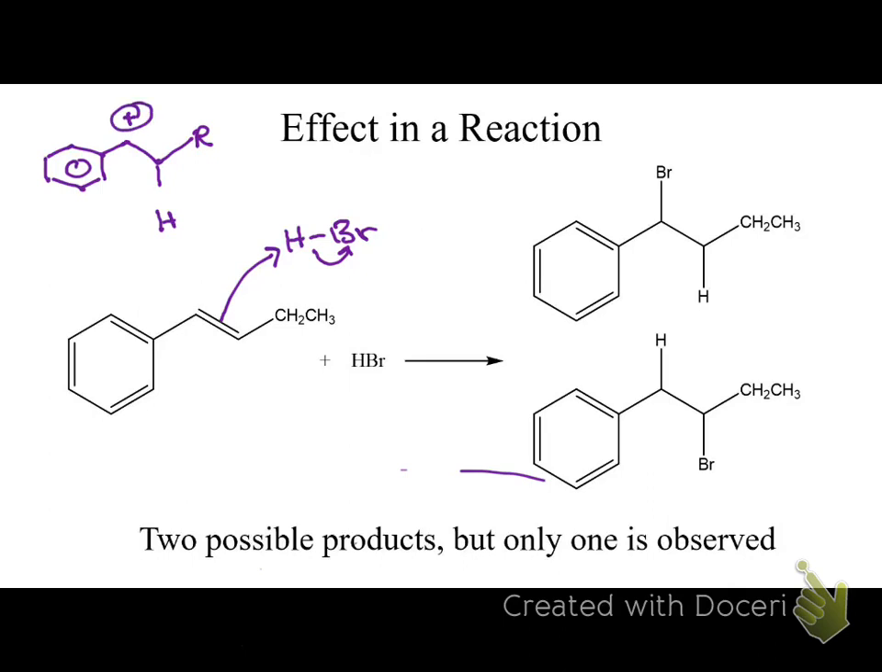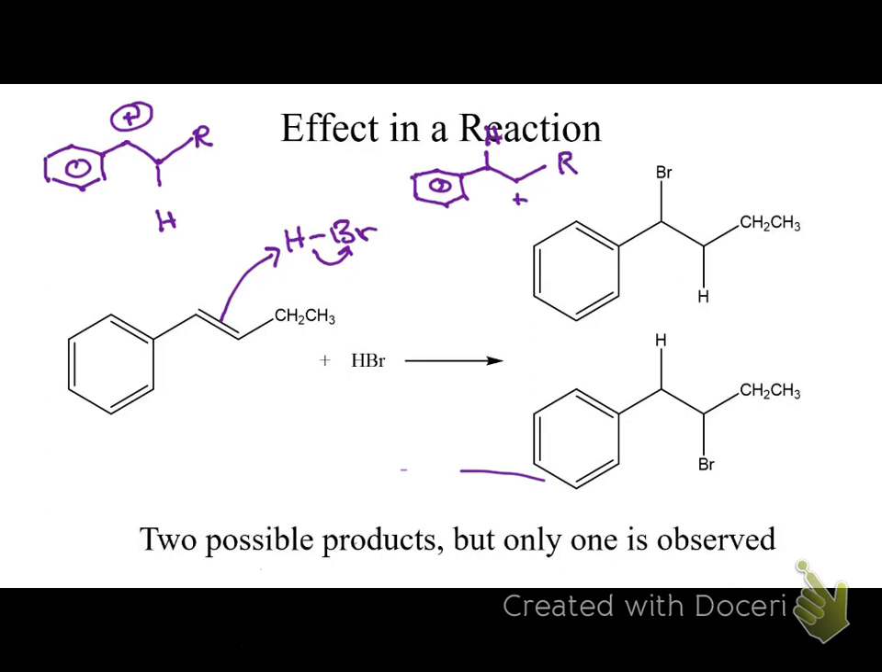Now the hydrogen could add on the other side. So it could go like this. And if that happens, where's the positive charge? On the bottom one, yeah? And this is my R over here.